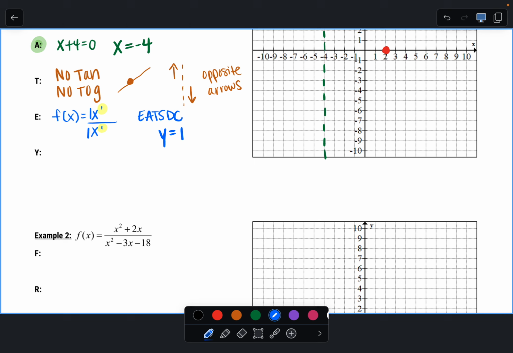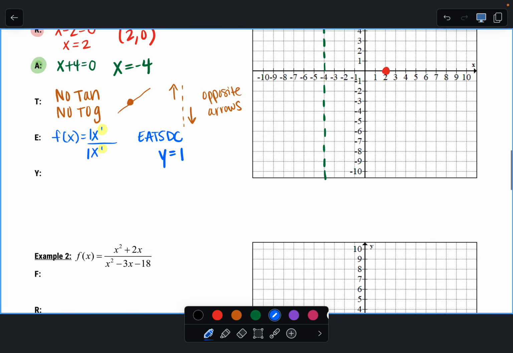So anytime they are the same, divide the numbers in front. You don't have to write "eats DC." You don't have to write the bigger on bottom 0, but you need to write what the end behavior is. And in this case, it's 1. So I'm going to draw a horizontal line at y equals 1.